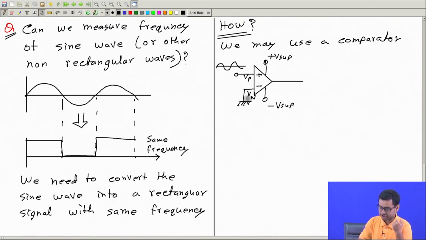Now, this Vn is constant, Vp is varying. That means this Vp, this input, will be higher than 0, because this is always at 0 volt. So, when the input is higher than 0, the output will be positive, and when the input is less than 0, the output will be negative. So, this will become a square or rectangular wave, right? When Vp is greater than Vn, or 0 volt, the output will be positive, and else it will be negative or 0.